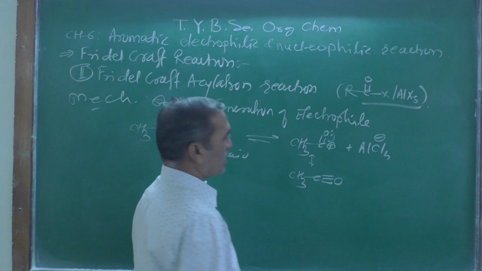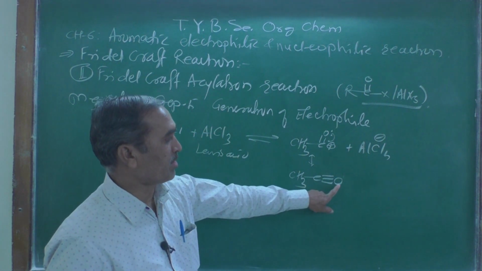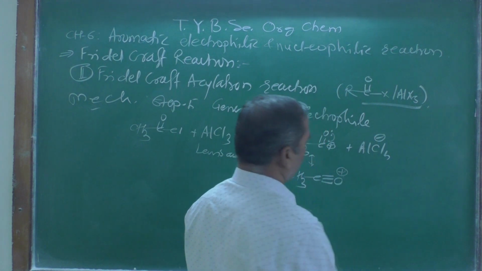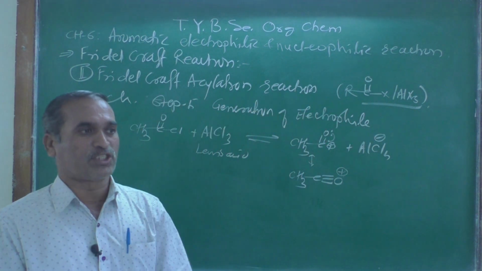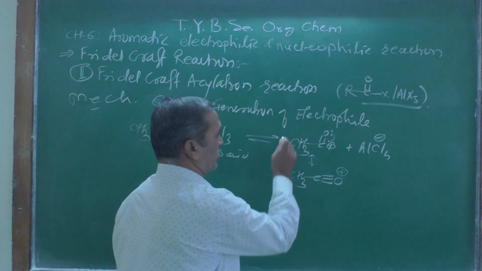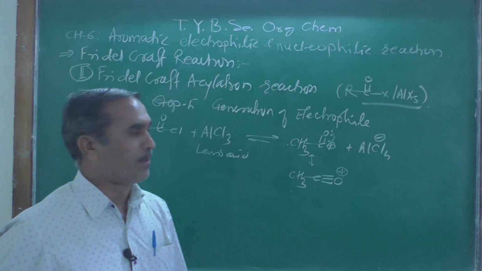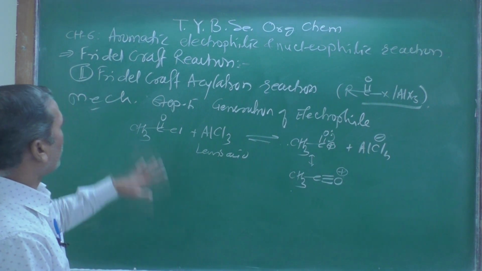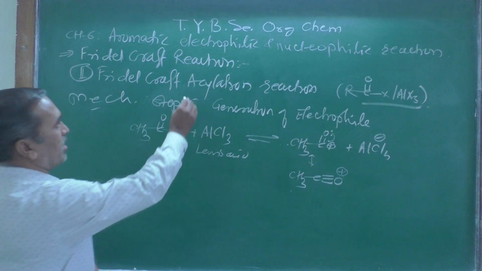And now look here, now there is a 3 carbon with that oxygen atom, and therefore we can put the positive charge on the oxygen atom. We can write either this way or this way. So this is the first step taking place in the Friedel-Crafts acylation.